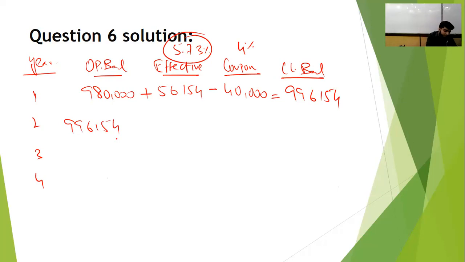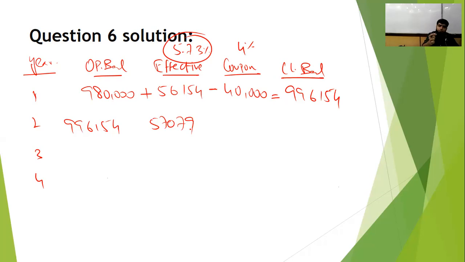So now your total investment is 9,96,154. Again, what was the rule? Effective rate is applied on the invested amount. And now in year two, at the end of the year two, your invested amount is not 9,80,000, but it is 9,96,154. So again, 5.73 effective rate will be applied on the invested amount, that is 9,96,154. So the amount of interest you have earned, again, that is 57,079.